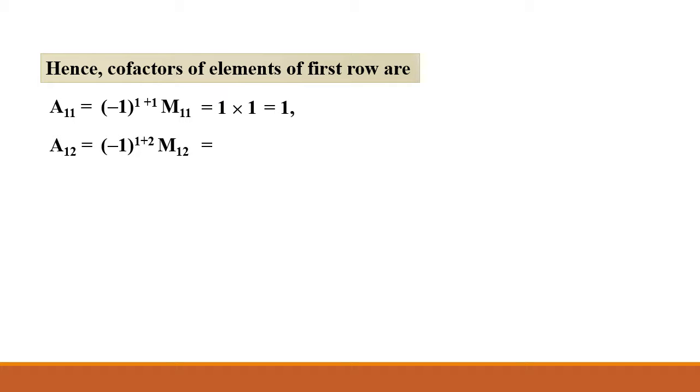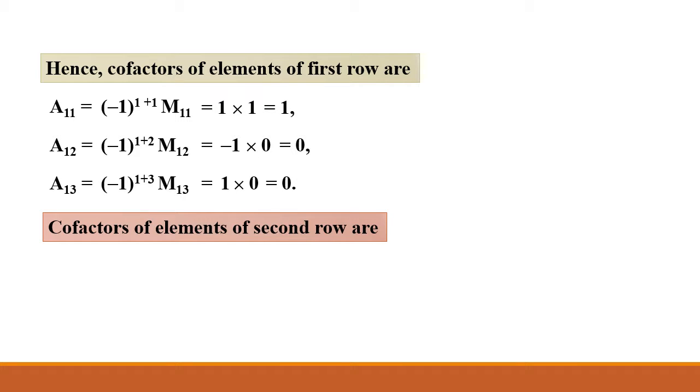Next, we will calculate the cofactors of the first row. So A11 is equal to minus 1 raised to 1 plus 1 into M11. M11 we have already obtained as 1. So 1 into 1 we get plus 1. Next, A12 will be minus 1 raised to 1 plus 2 M12. So minus 1 raised to 1 plus 2 will be minus 1, and minus 1 into the minor M12, that is 0, is equal to 0. Next, A13 will be equal to minus 1 raised to 1 plus 3 M13, which is equal to 1 into 0, that is 0.